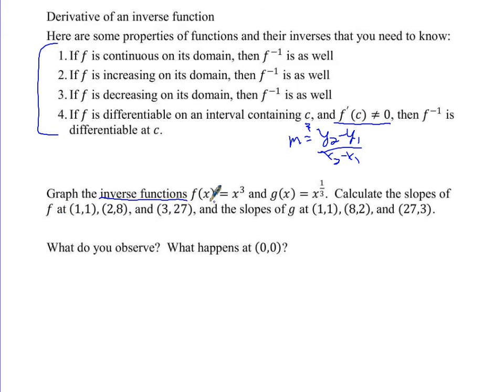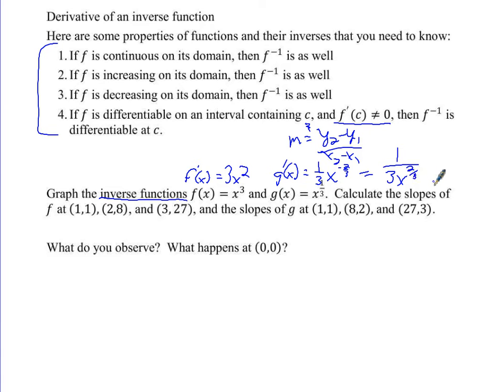Good. So the derivative of this guy would be F prime of X equals 3x squared. And the derivative of this guy would be G prime of X equals 1/3 X to the negative 2/3. Remember, we're taking the derivative, so you're subtracting. So I can rewrite this. What do we actually have here? 1 over 3x to the two-thirds. Yes.